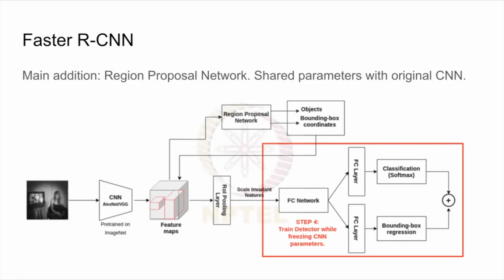Okay. So in the region proposal network, we got the object bounding box coordinates, and we projected that to the feature map layer, and then from that there is ROI pooling and there is the FC network, and it is the same thing. Step 4 is to train the detector while freezing the CNN parameters. So we train this in two phases. First, we train the region proposal network, and in the second phase, we train the FC layer where the classification and bounding box are defined.